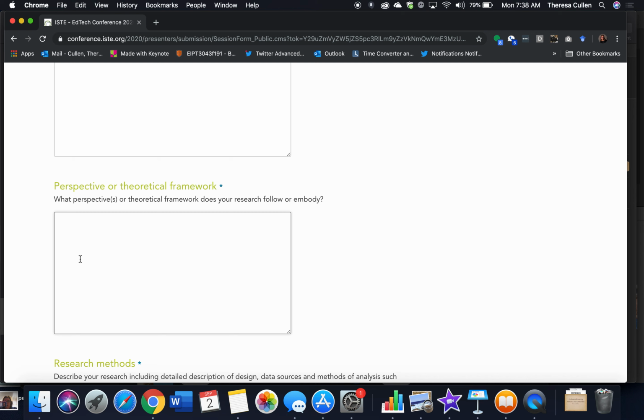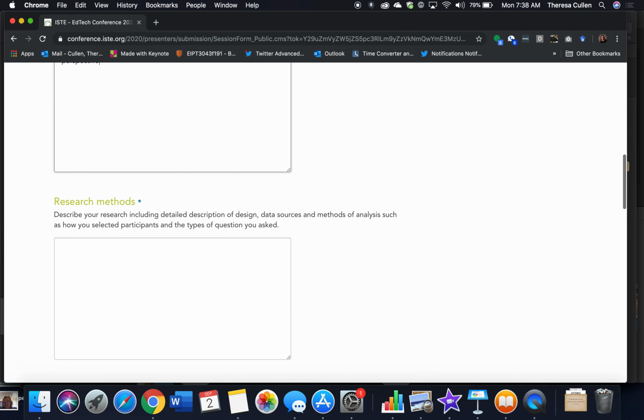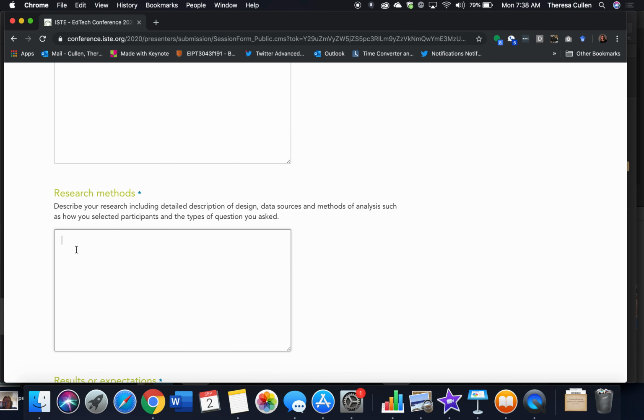People want to know what camp you're in. If you're talking about computational thinking, what are other researchers that have inspired you? And so make sure to give a sense of your perspective. Then research methods. Remember that when we present research, it's about reproducibility, so give enough details. If someone wanted to do a similar study, they'd be able to.